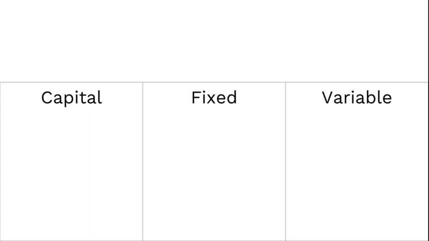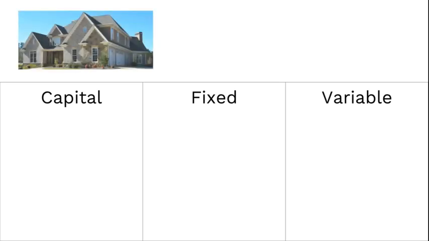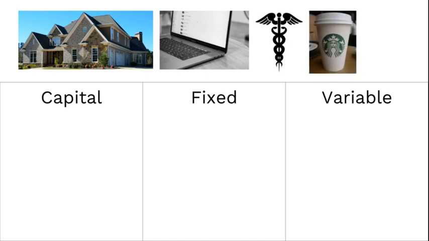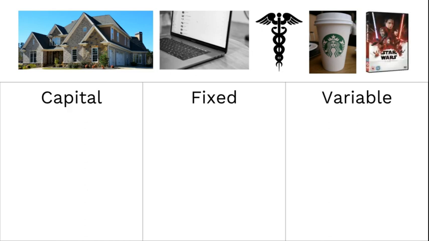All right, so one of the biggest expenses every month is the mortgage payment for their lovely home. And this month we bought mom a new computer for work, and we have to pay the health insurance bill. Dad loves to get Starbucks coffee on his way in, and we just bought a Star Wars DVD to have for the family because we love Star Wars. All right, well, where do each of these fit?